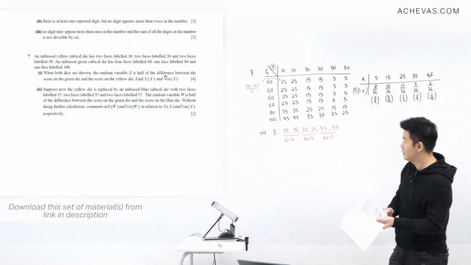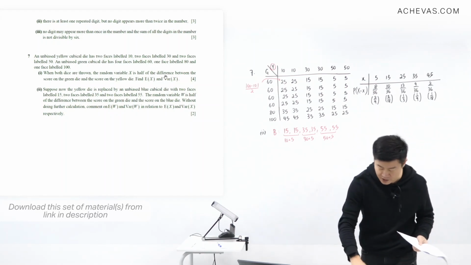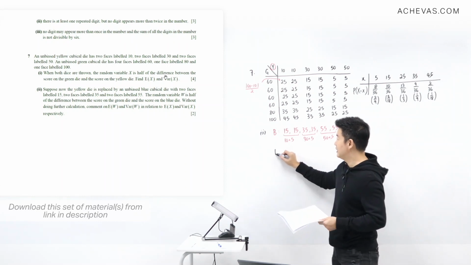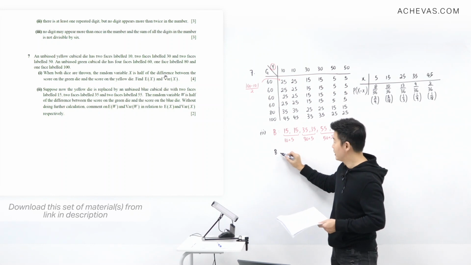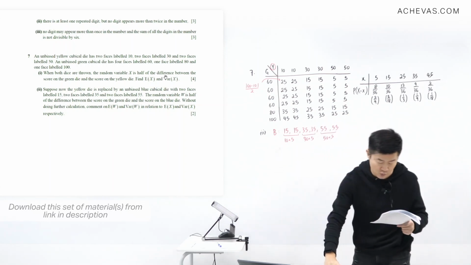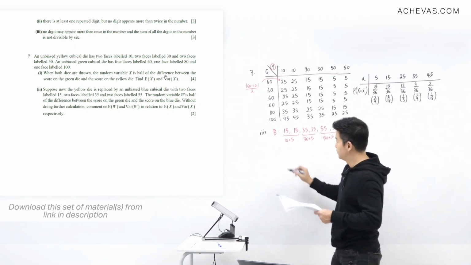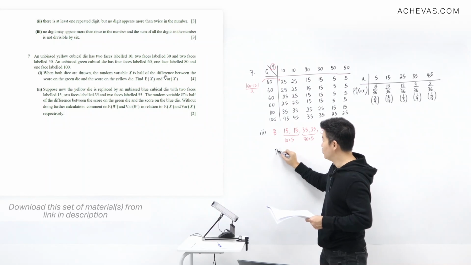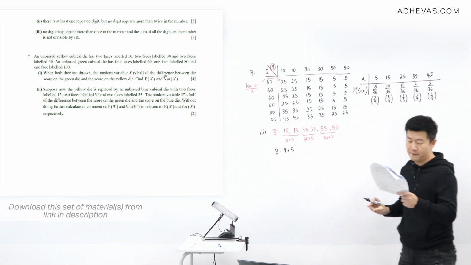I'm going to just write down a shorthand for myself. I'm going to just use B. So blue plus 5. Not blue plus 5. It is yellow plus 5 is going to be equal to blue. So blue is equal to yellow plus 5.